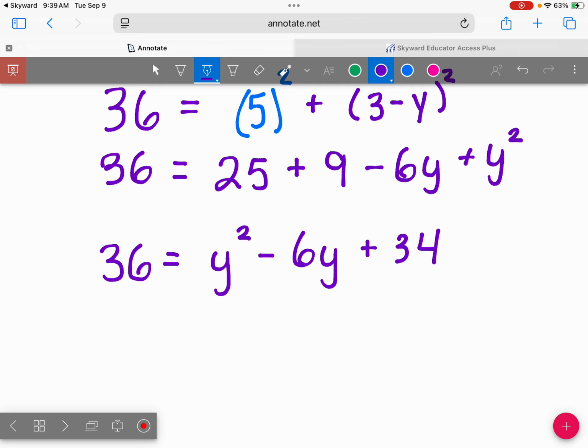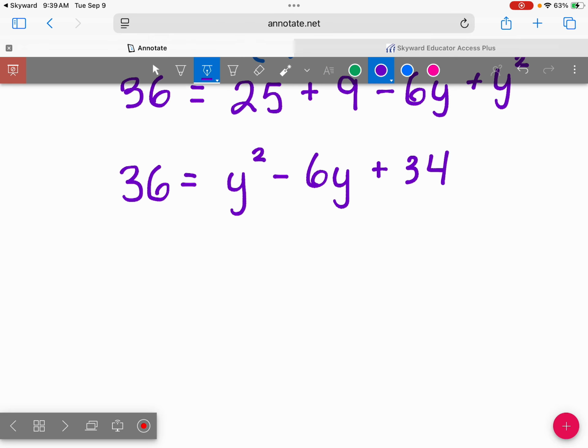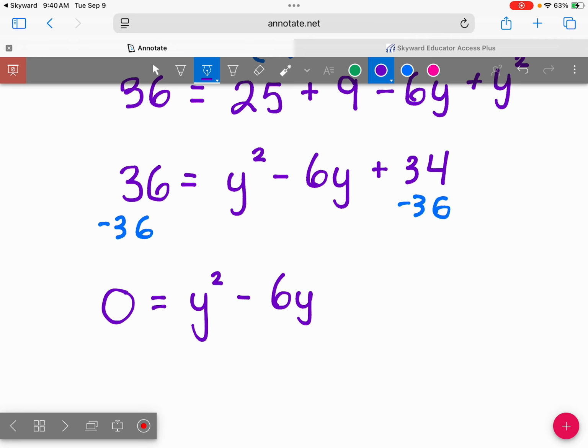What should we do now? Subtract the 36. We've got a quadratic. It's with y's, but it's fine. We've got a quadratic. So that means if we're trying to find a solution, we need to set this equal to 0. So we're going to minus 36 from both sides. So that gives us our 0 equals y squared minus 6y minus 2.